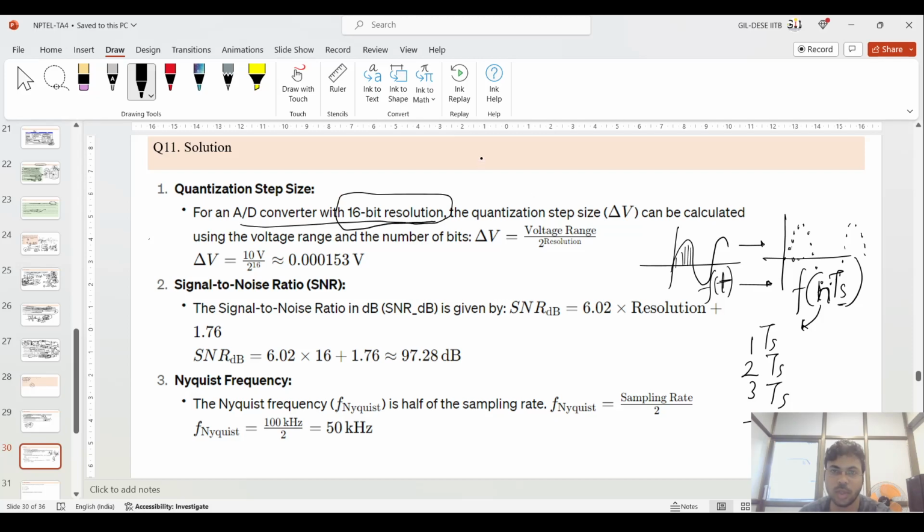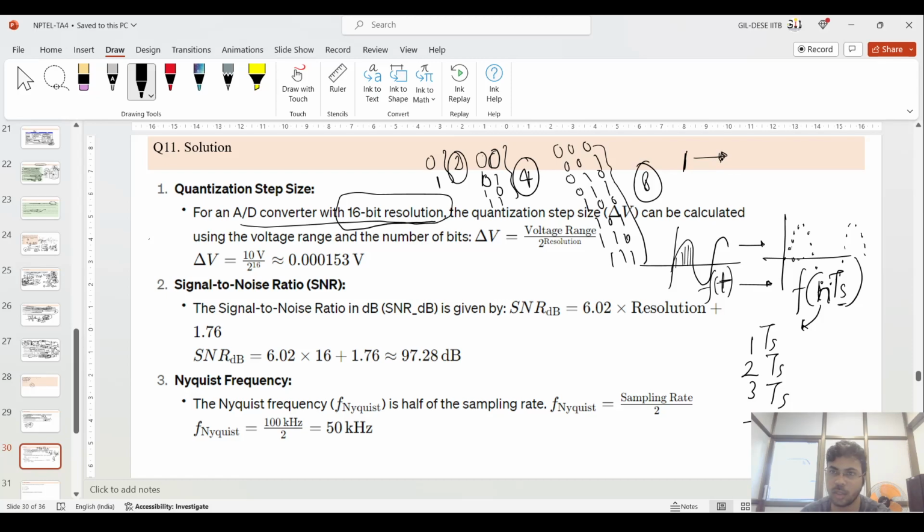So here the question is that this A to D converter has 16-bit resolution. 16-bit resolution in what sense? Suppose you are converting to digital. With 1 bit, you can take 0 or 1. With 2 bits, you can take 00, 01, 10, 11, which means 4 logic levels are possible. With 3 bits, you have 000, 001, 010, 011, 100, 101, 110, and 111.